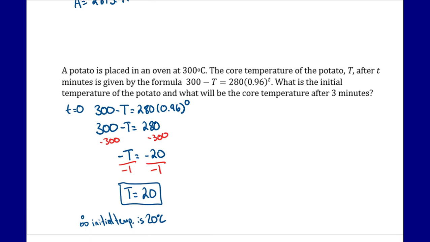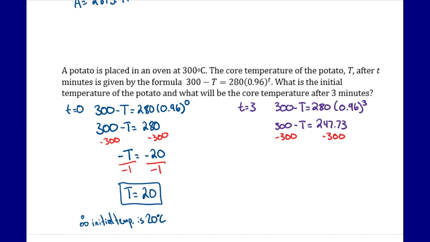The next part asks, what is the core temperature after 3 minutes? So we're going to do the same thing, except now we know that t is equal to 3. So 300 minus T equals 280 times 0.96 to the power of 3. This is just a calculation, and we get 247.73. We still want to solve for T, so now we're at the same steps as the last time.